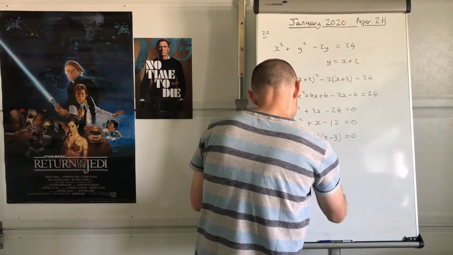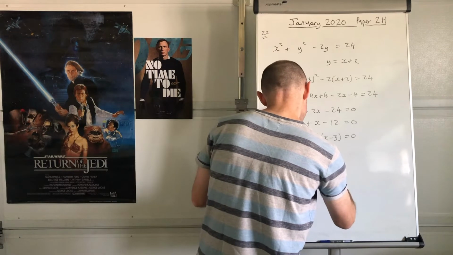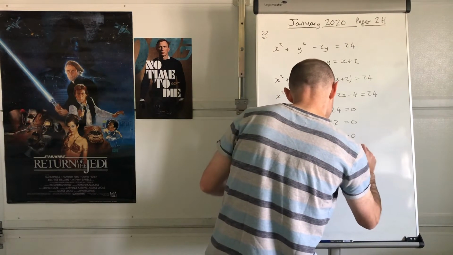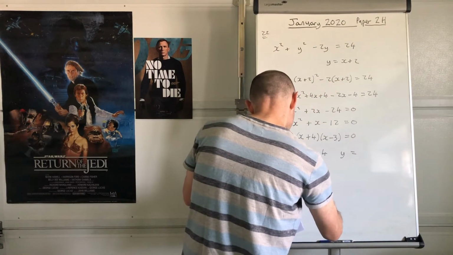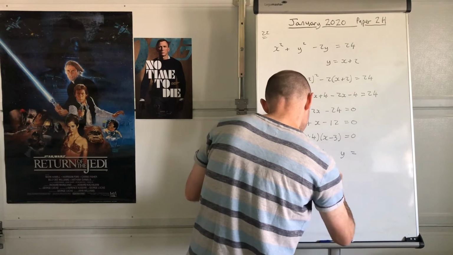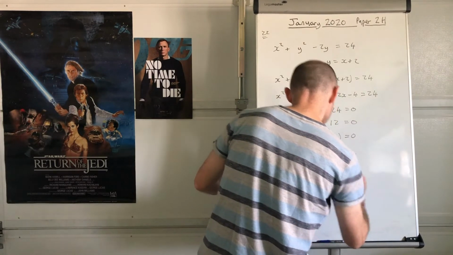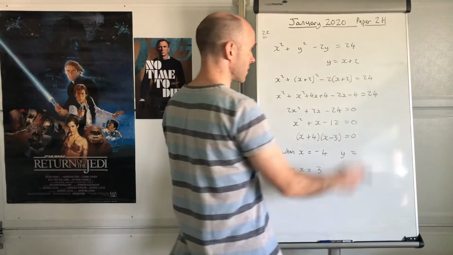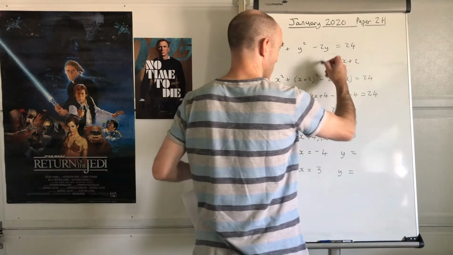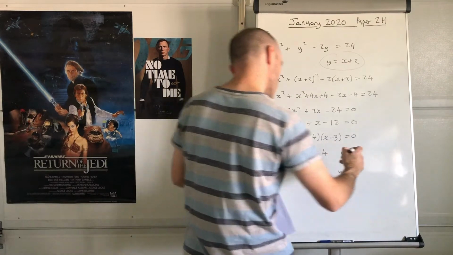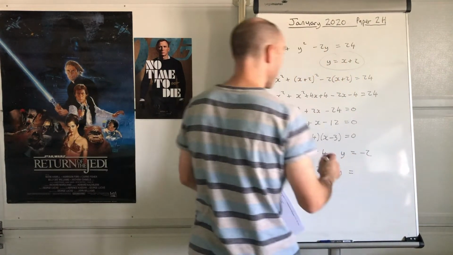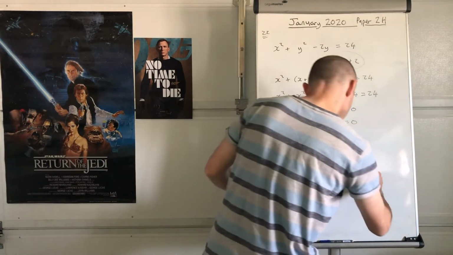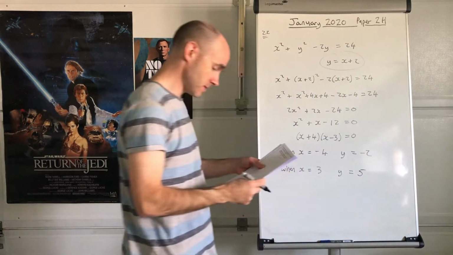So you've got when x equals negative 4, y equals something, and when x equals 3, y equals something else. Notice how I've written it, so it's obvious which answers are paired together. Using that, when x is negative 4, add on 2, y is negative 2, and when x is 3, y is 5.